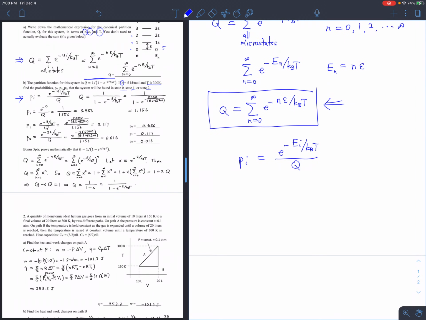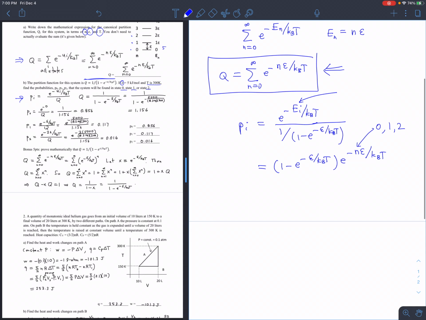Now we have Q. So if I plug in the expression for Q that's given in the problem here, that's 1 over 1 minus e to the minus epsilon over kBT. And that's equal to 1 minus e to the minus epsilon over kBT times e to the minus n epsilon over kBT, where n in our case is going to be either 0 or 1 or 2, for the three probabilities that we're after.